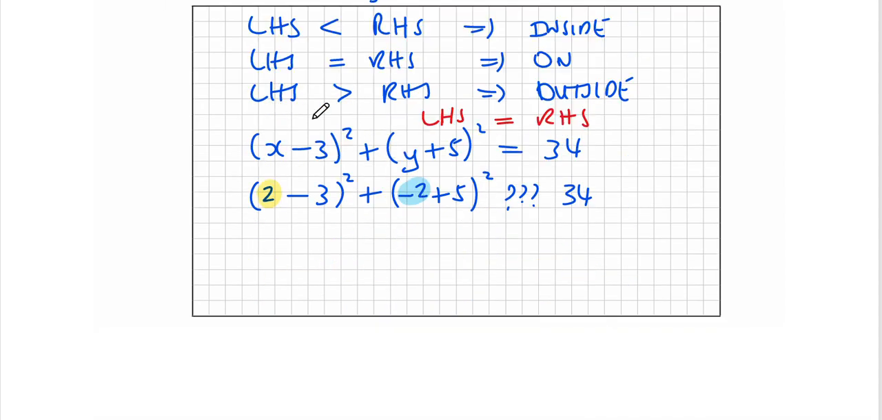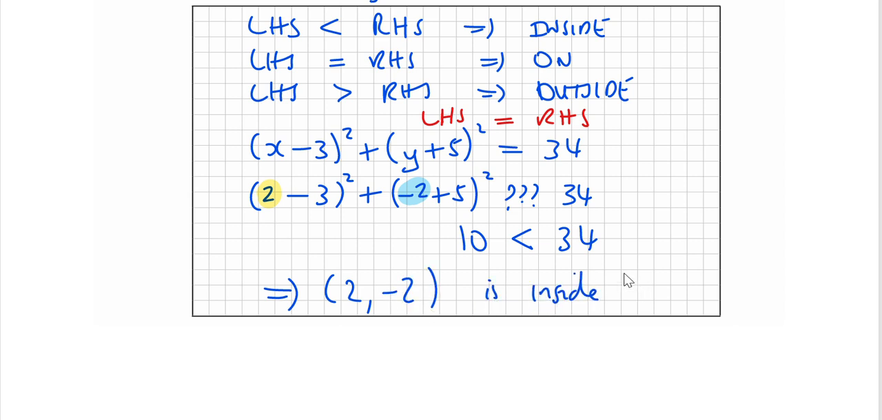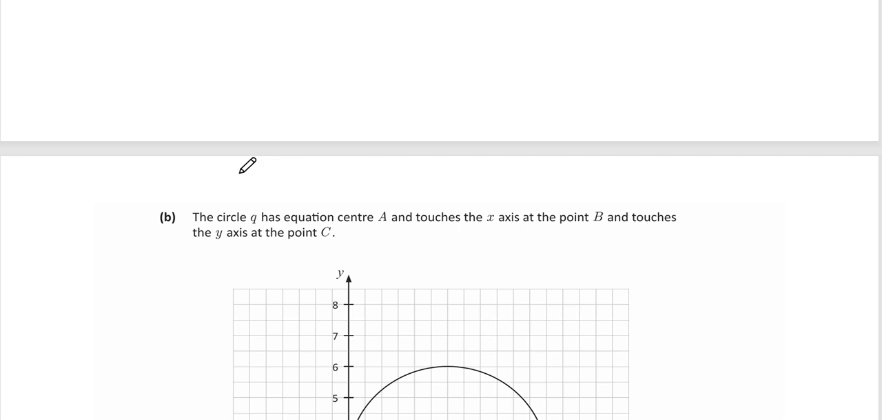Now I get my calculator and work out the left hand side. That's 1, and 3 squared is 9, so I get 10. And 10 is less than 34. I told you above, if the left hand side is less than the right hand side, the point is inside. So that implies that the point (2, −2) is inside the circle.